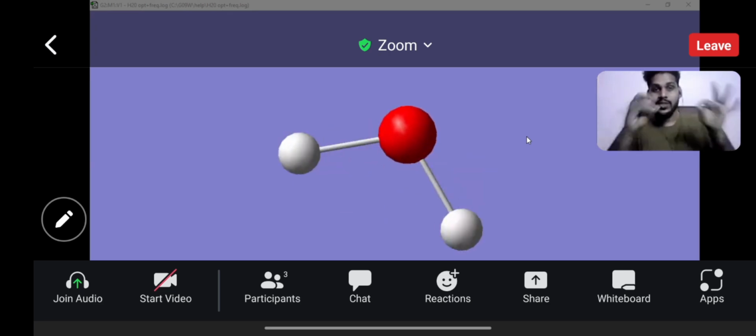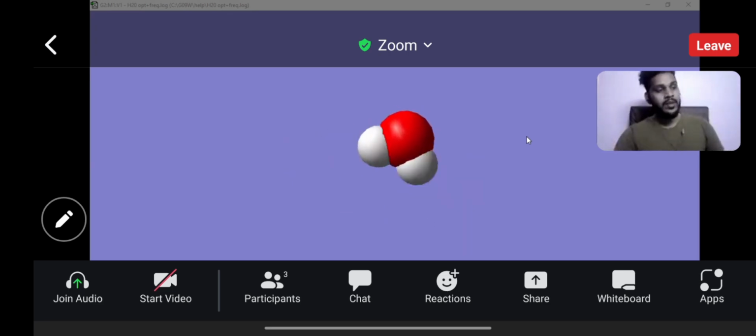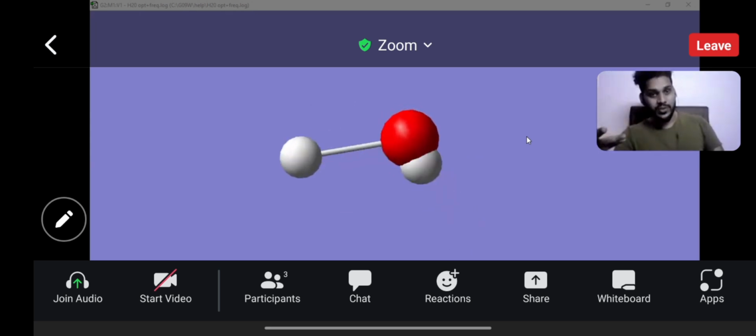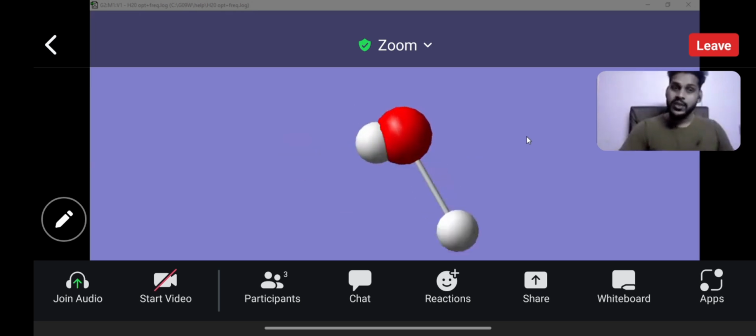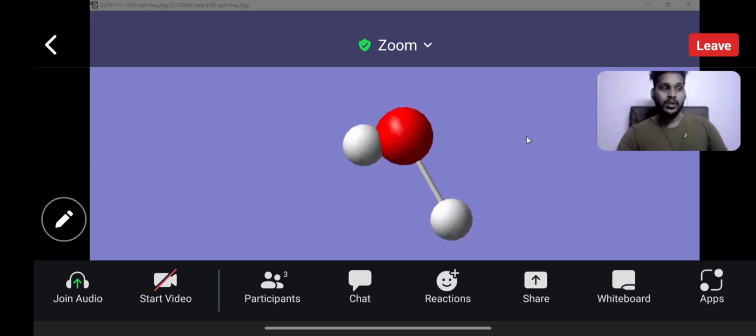The molecules are stretching, right? You can see the vibration right now. And the third kind is asymmetric stretching. As you can see, it is not really symmetrical, right? It's asymmetric. So these are the 3 types of vibration that a molecule might possess.